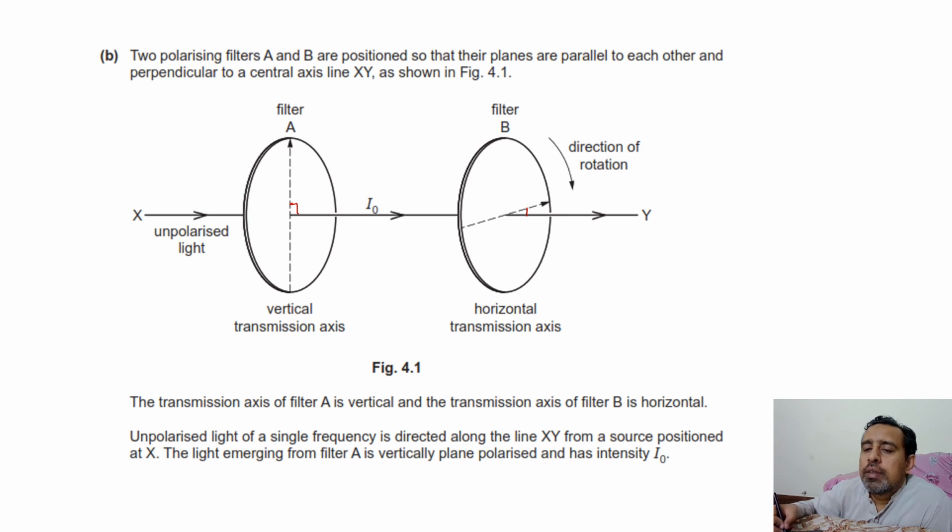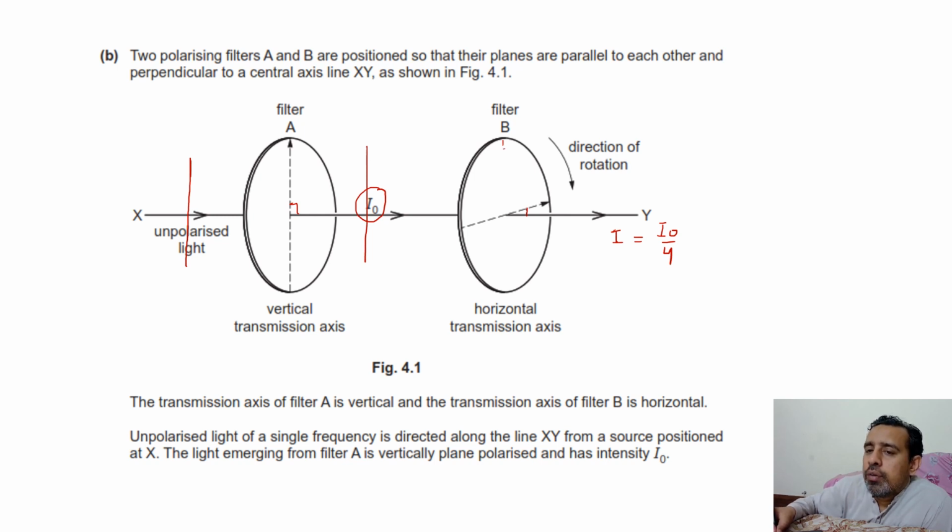The unpolarized light of the single frequency is directed along XY from the source. The light emitting from filter A is vertical and its intensity is I naught. For example, this type of a plane is obtained over here, means the intensity is I naught. And now the intensity at this point is reduced to I naught by 4. This is given in the question on the next slide. Means the intensity is I naught incident and the transmitted is quarter of the I naught.